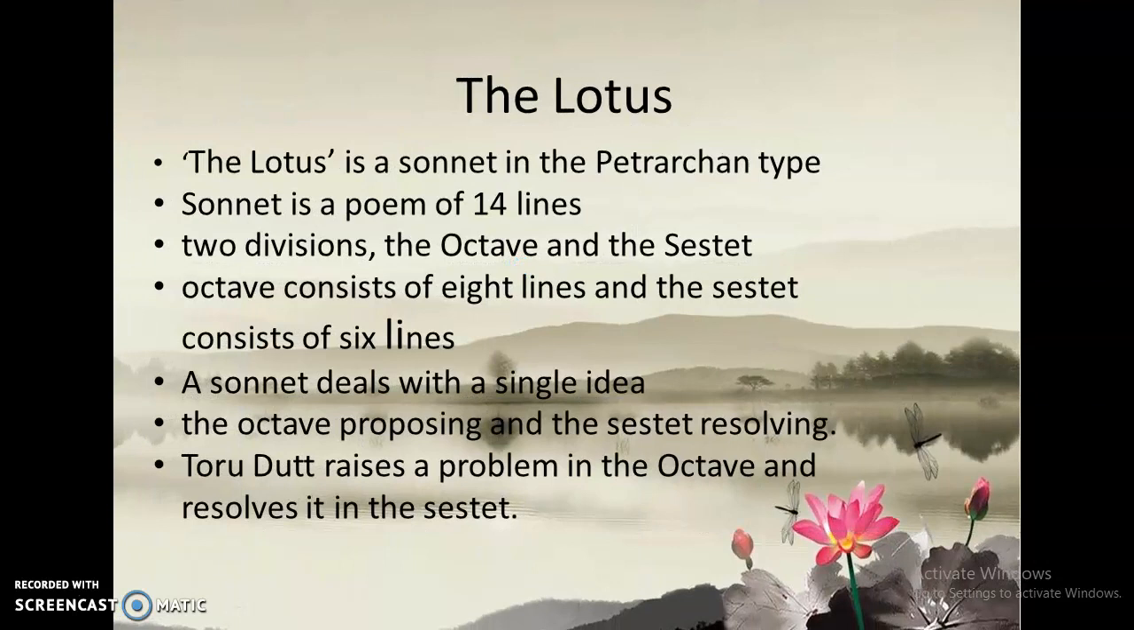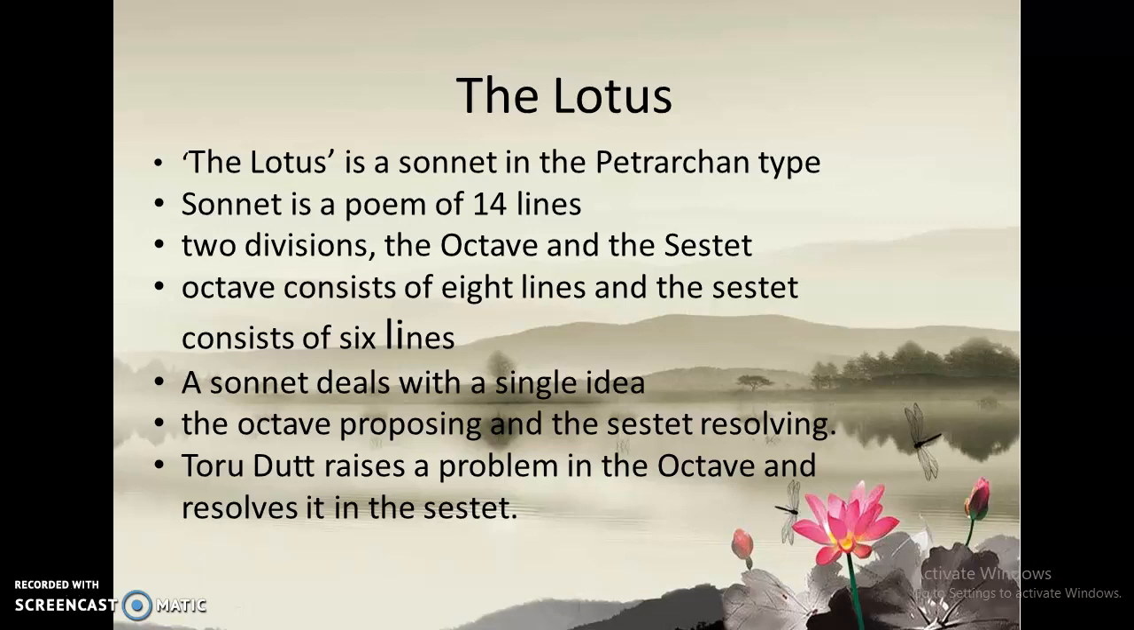The poem Lotus is a sonnet. A sonnet is a poem of 14 lines. There are 3 types of sonnets in the English language. The first one is the Petrarchan sonnet. The second type is the Shakespearean sonnet. And the third type is the Spenserian sonnet. Sonnets were introduced into the English language by Thomas Wyatt and the Earl of Surrey.